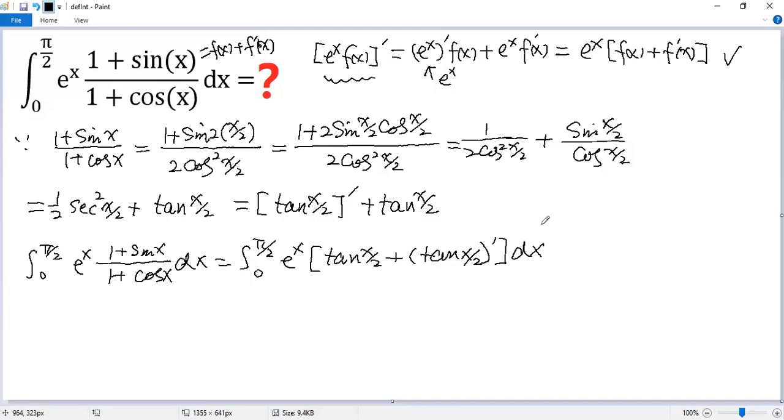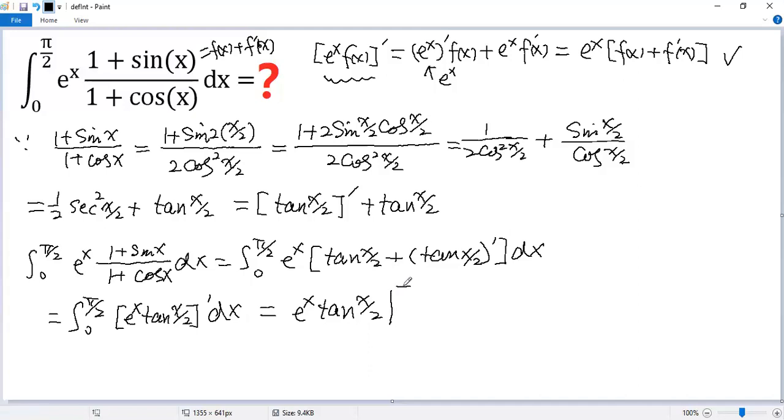According to a nice property, we can write this as the integral from 0 to half pi of the derivative of e to the power x times tan half x dx. We know the antiderivative just equals e to the power x times tan half x, right? According to the fundamental theorem of calculus, the value equals the antiderivative evaluated at the top limit half pi, minus the value at the low limit 0.